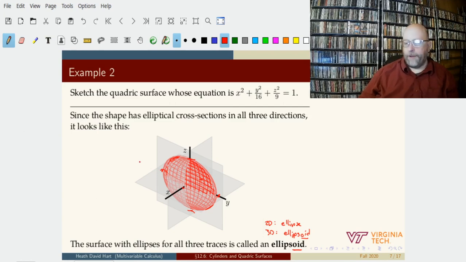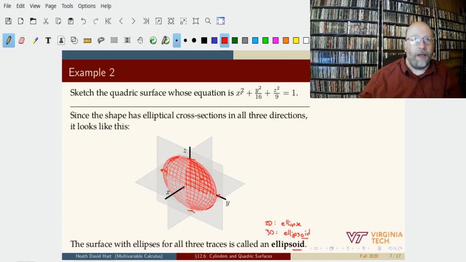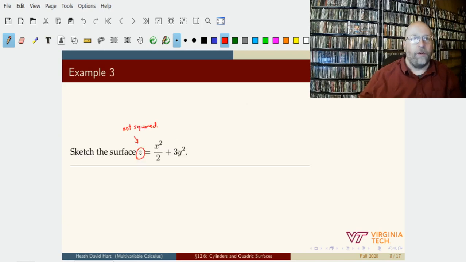So let's try another example. Let's keep going. Let's sketch this surface. z equals x squared over 2 plus 3y squared. Now, in this example, the z is not squared. I want to go back to the previous example for just a moment and show that in the previous example, all 3 variables were squared. In this example, one of the variables is not squared.